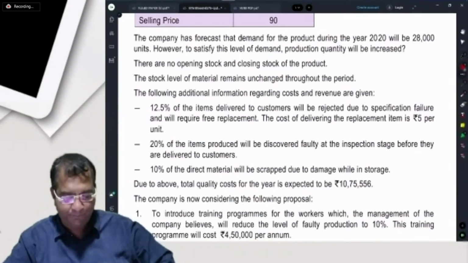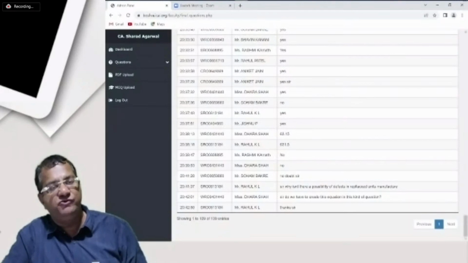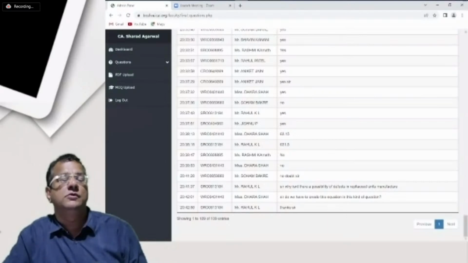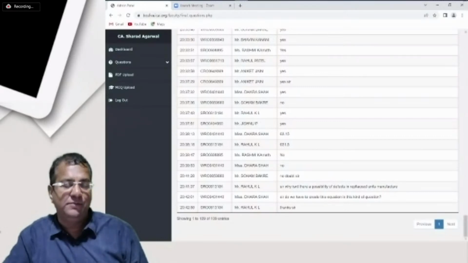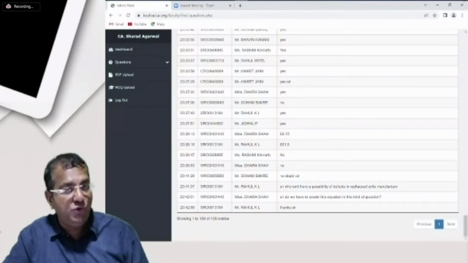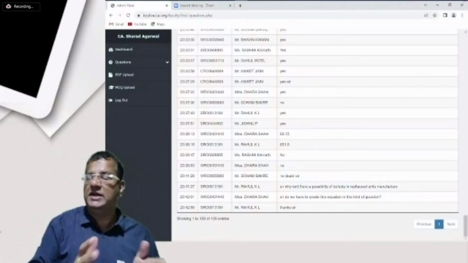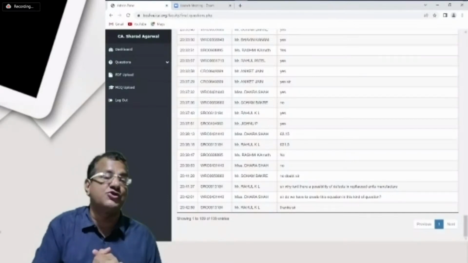Third and last point, 20% of the items produced will be discovered as faulty or defective, write anything, at inspection stage before they are delivered to customer. Now tell me, finally, to sell 28,000 units, how many units in total did we actually manufacture?